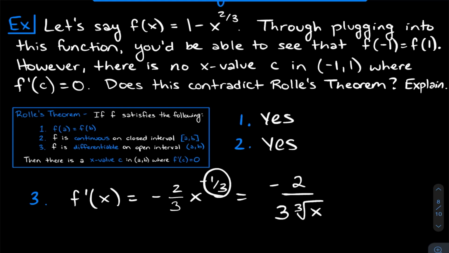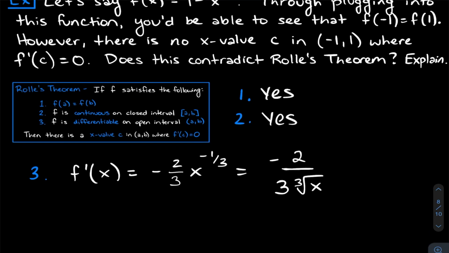Right, that's what the 1/3 power says, is a cube root of x. So looking at this now you can probably see what's going on. We can get a 0 in this denominator, right? Because x is in the denominator.